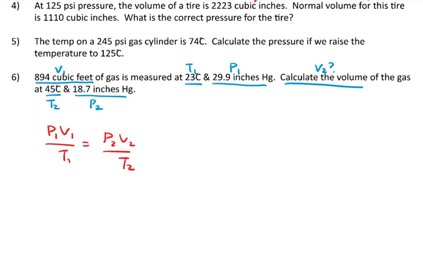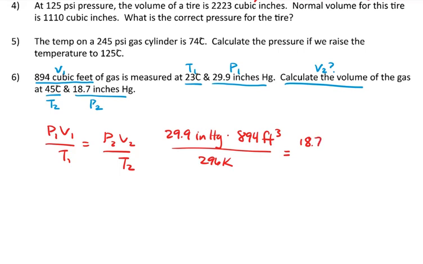On the left side, I've got P1, 29.9 inches of mercury. I've got V1, a volume of 894 cubic feet. That's a pretty significant volume. And I've got a T1 of 23 Celsius, which when I switch to Kelvin is 296 Kelvin. Again, add 273 and I've got it. On the other side, my P2 is 18.7 inches of mercury.